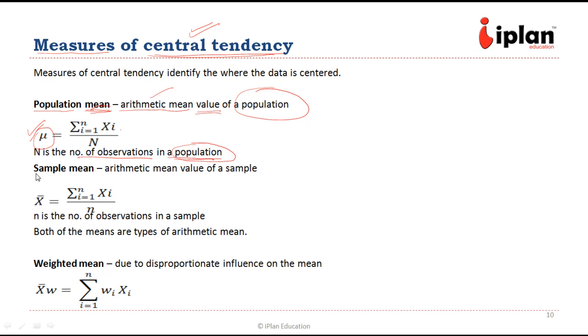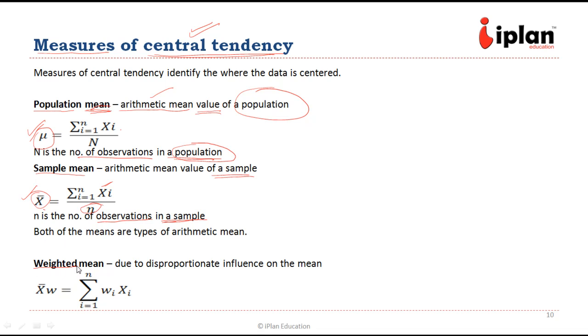On the same lines, we can calculate the arithmetic mean for the sample, where small n is the number of observations in the sample and x bar is the sample mean. So we are using only sample values. Their summation is divided by the number of observations of the sample. So this is our sample mean.